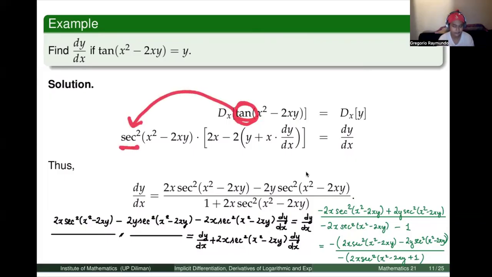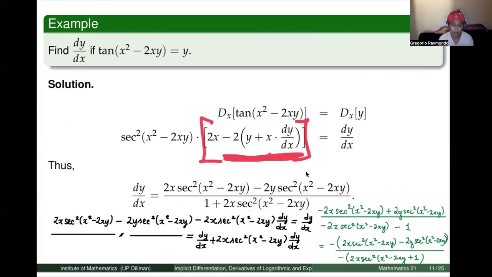Secant squared. Okay, and then copy whatever is inside, x squared minus 2xy. Then the derivative of tangent is secant squared. Copy whatever is inside, multiply by, this is the chain rule, the derivative of x squared minus 2xy. So the derivative of x squared, that would be 2x. Okay, notice everything here is locked in. This is the chain rule part.